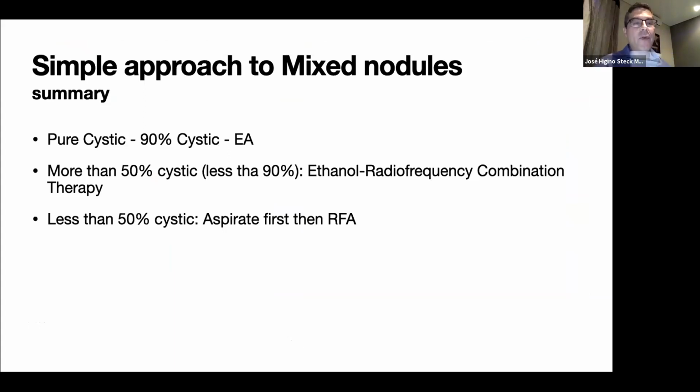So, in summary, the simple approach to mixed nodules. For pure cystic nodules, or 90%, ethanol ablation is okay to perform. For more than 50% cystic and less than 90%, you can consider ethanol radiofrequency combination therapy. And less than 50% cystic, you can just aspirate the liquid and perform the radiofrequency ablation without ethanol.